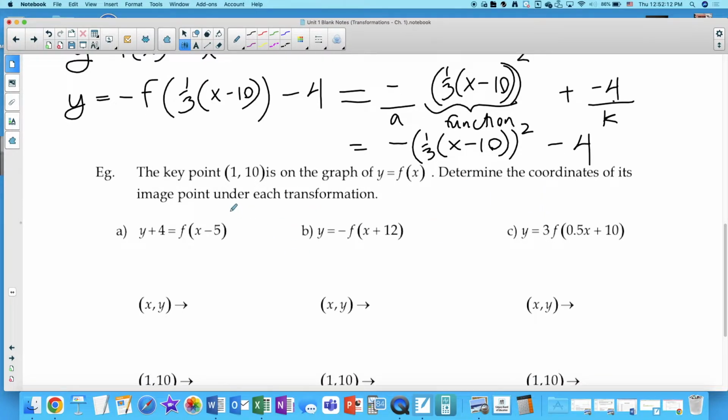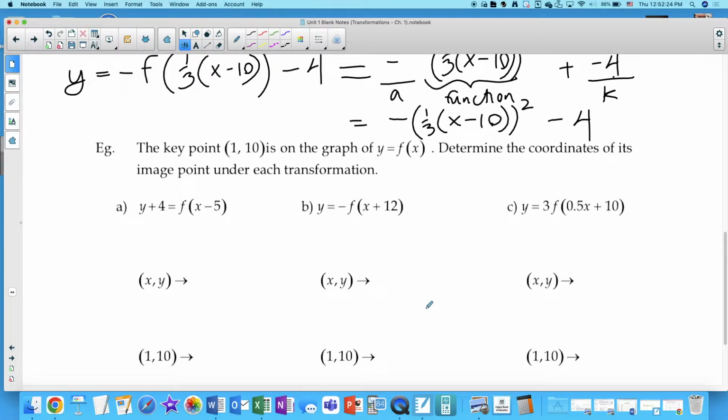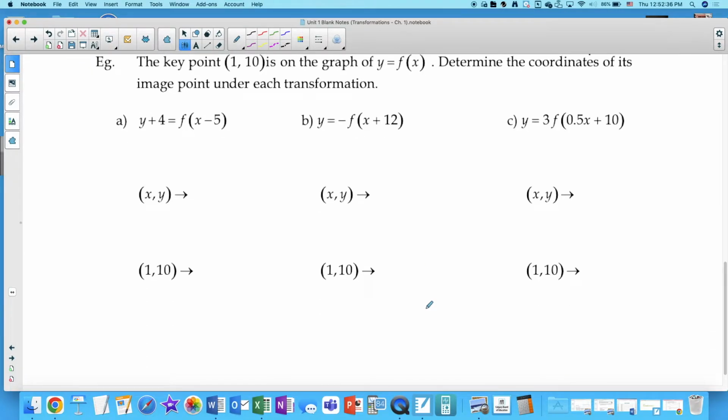Okay, so the key point (1, 10) is on the graph of y equals f of x. Determine the coordinates of its image point under each transformation. Okay, so what we want to do here is we want to know, where does the point (1, 10) move to after these transformations have been applied? Let's think in terms of mapping notation, right? Now, before I do that, I'm going to make sure of two things. Number one, I want y to be isolated. So I'm going to have to subtract 4 here. And then the second thing you need to look for is to make sure that the b value has been factored out. Okay? So I am just going to rewrite this as y equals f of (x minus 5) minus 4.